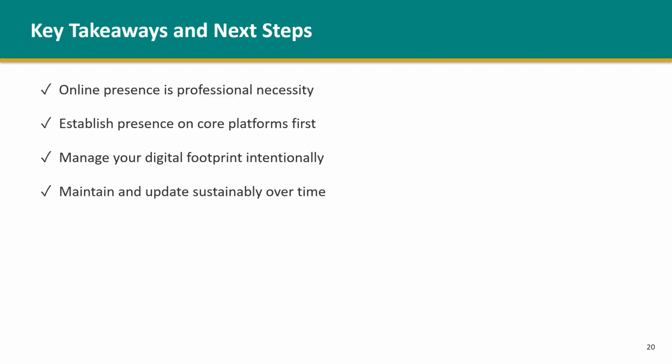Second, establish presence on core platforms before expanding. Google Scholar, ORCID, and your institutional profile are essential and require minimal maintenance. Build these foundations before adding academic social networks, personal websites, or social media. Quality on few platforms beats scattered presence on many.